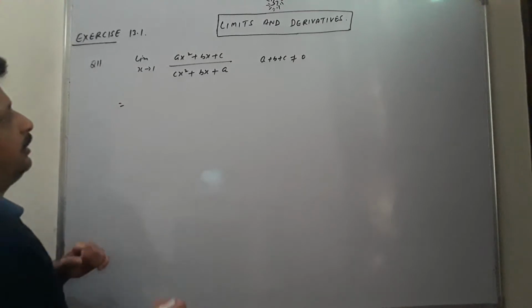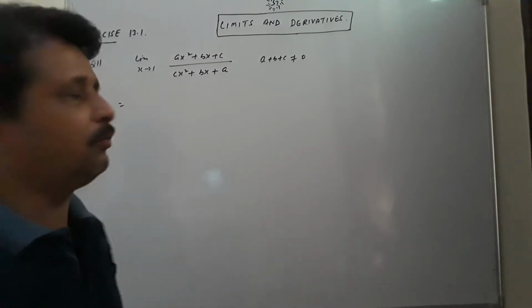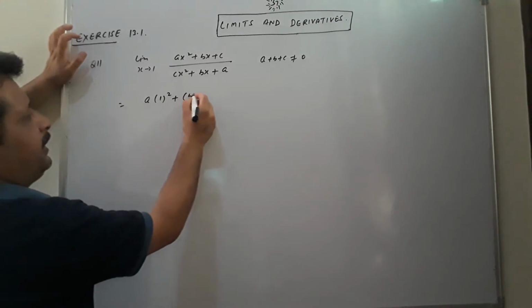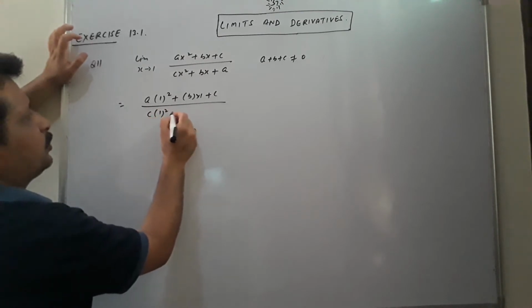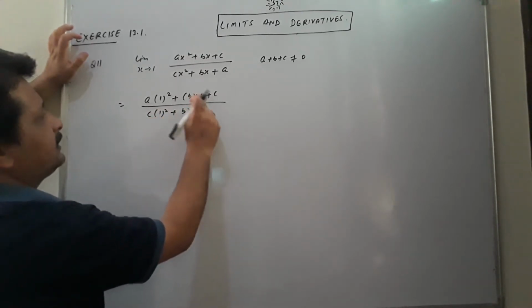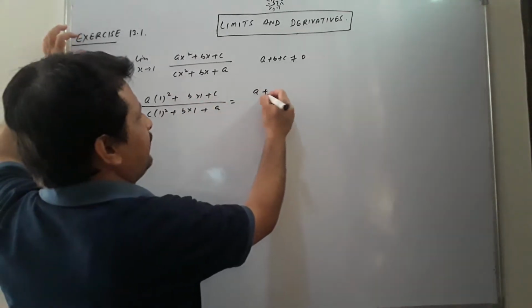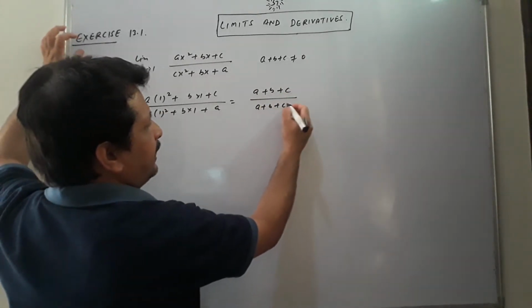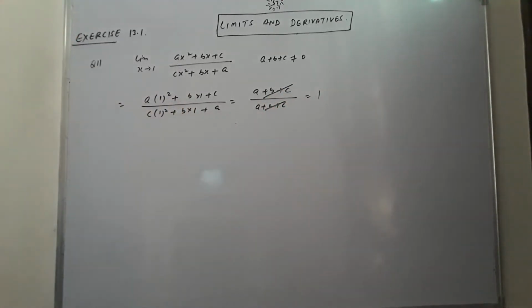Now we have to check that if I am putting 1, is it making the form of 0 by 0? No. So we will put directly the value x as 1 here: a into 1 square plus b into 1 plus c upon c into 1 square plus b into 1 plus a. Then students, it will come as a plus b plus c upon a plus b plus c. We will write them systematically. A plus b plus c will cancel out, and this is equal to 1. So that is your question number 11, students.